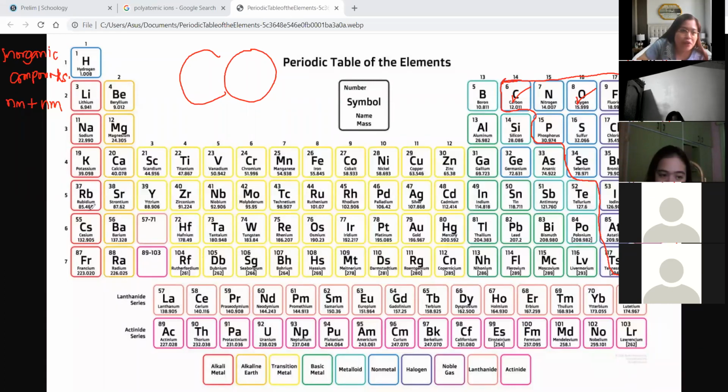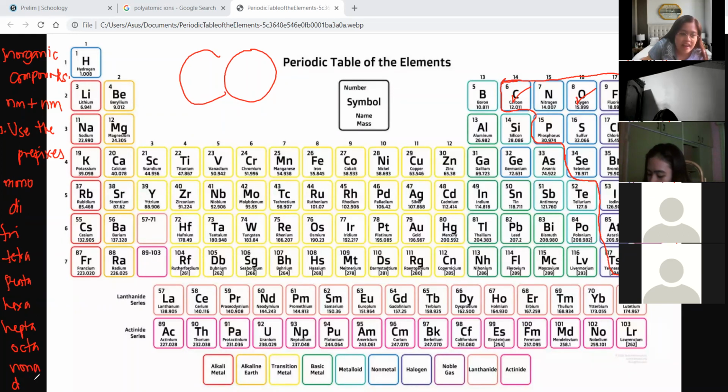Paano siya i-name? We use the prefixes. Makaalala ba kamo sa prefixes tong high school ninyo? Na ginabutang sa pangalan sa element? Mono, di, tri. Okay. Yes, mauna siya. So, mono, di, tri, tetra, penta, hexa, hepta, and then octa, nona, and deca. So hangtod 10 lang sa atong mga prefixes.